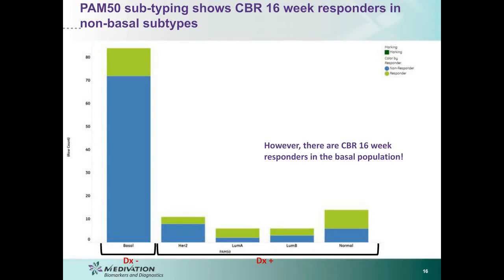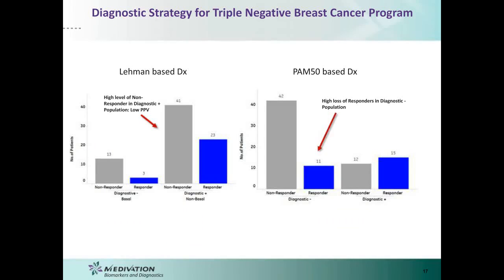In this case, the PAM50 subtyping shows an enrichment of responders in the diagnostic positive category. However, there are plenty of responders in that diagnostic negative or basal-like category. And so while this would work in enriching for those that are positives, it would miss many patients who would respond to the drug, which is also a trade-off that we weren't quite willing to make at this level of the analysis. So we continued further and looked more in depth at positive predictive value, sensitivity, specificity, and negative predictive value of the different classification schemes.